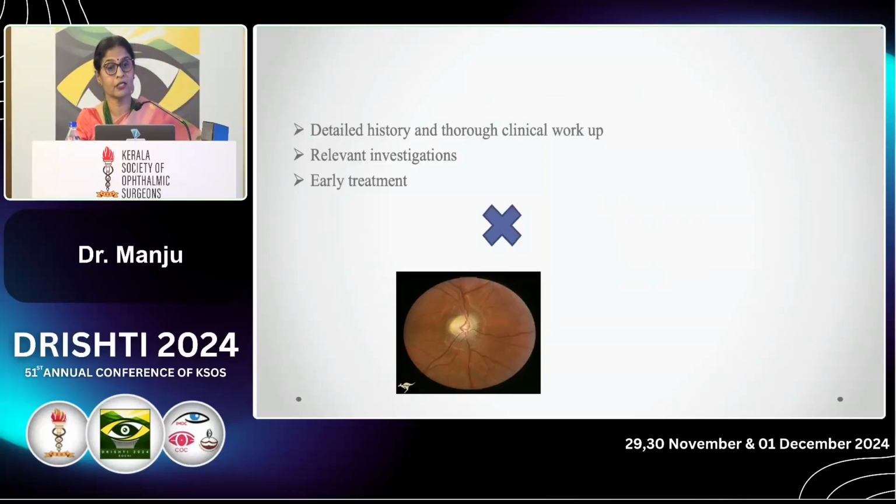Now, in all cases of disc edema, we need to do a detailed history and a thorough clinical examination. Often, we may have difficulty in distinguishing atypical optic neuritis from a non-arthritic AION. Here, relevant investigations help us to reach the diagnosis, and visual field testing in our OPD is a very important tool. Start the treatment early if possible, and in most cases, we can prevent the optic disc from going into a pallor.